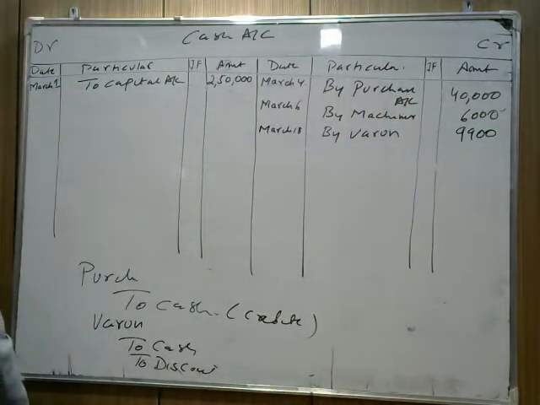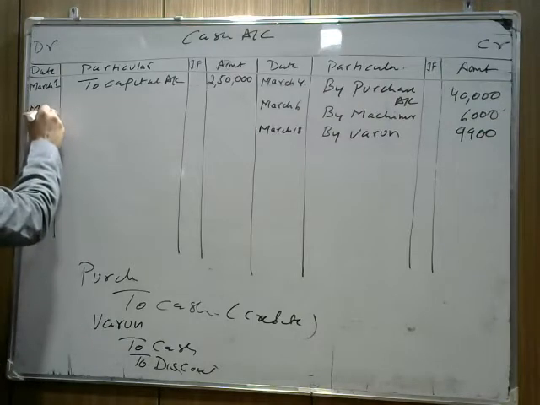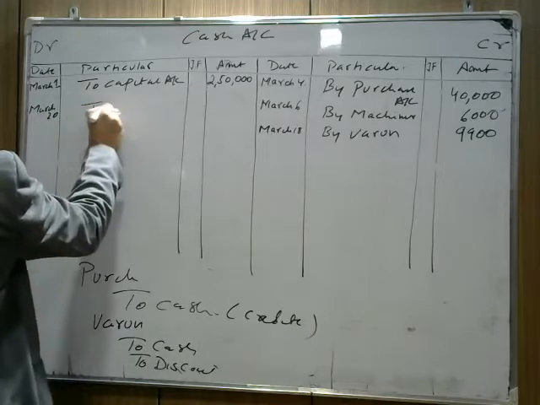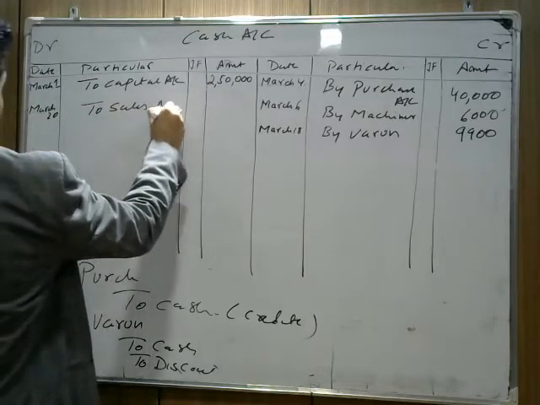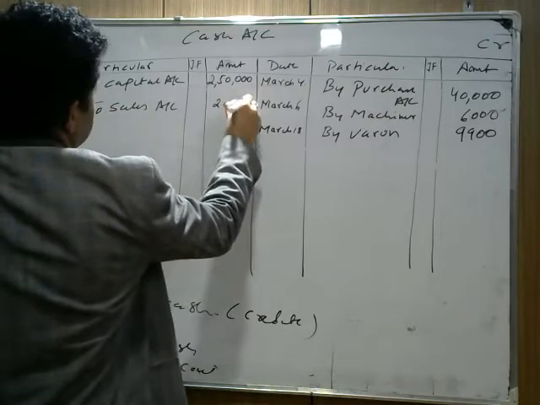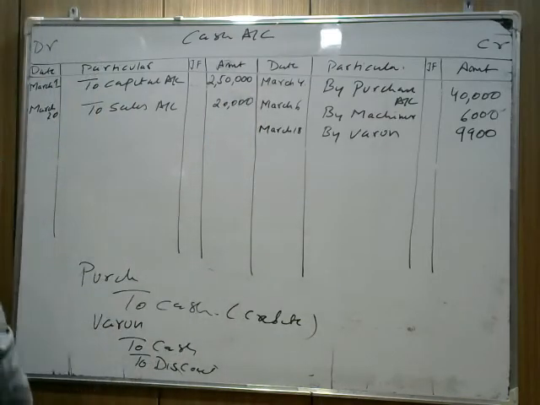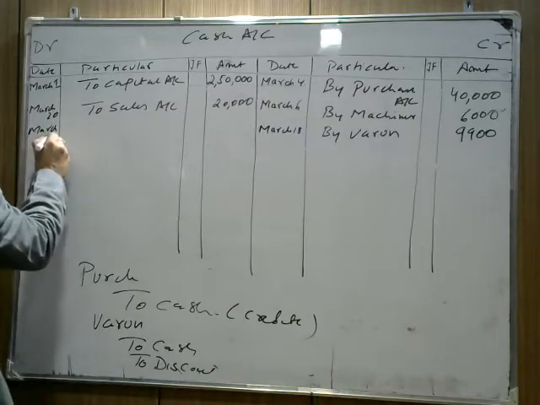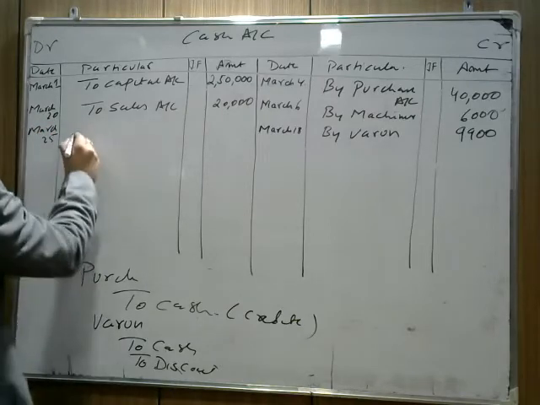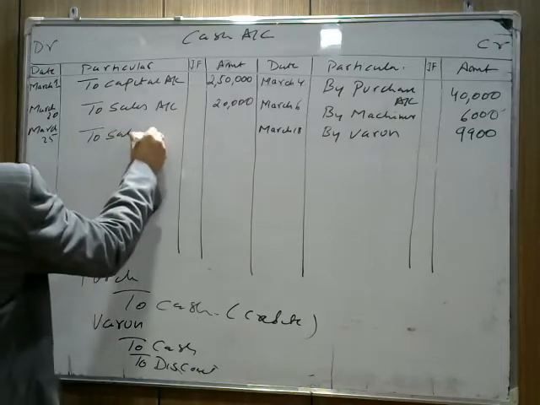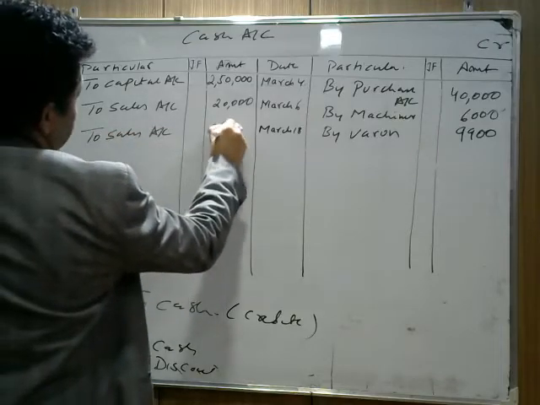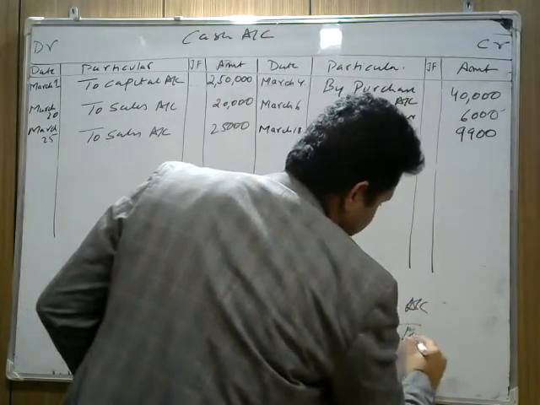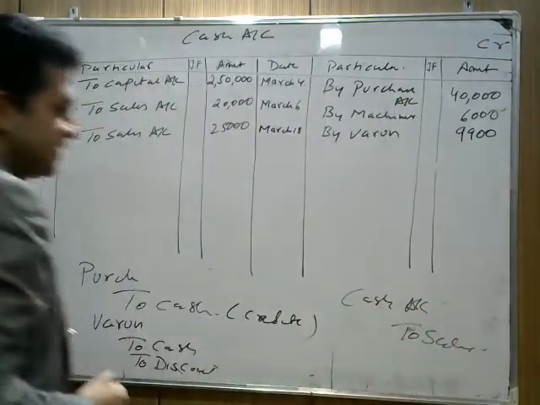Then on March 20th you sold goods, so you write to sales account, and it's rupees 20,000. Next, on March 25th again you sold goods. On March 25th you write again sales account, 25,000. When you sold goods the entry will be cash account debit to sales account. Here it means when you sold goods you receive the cash.